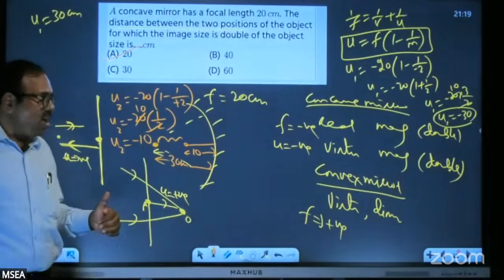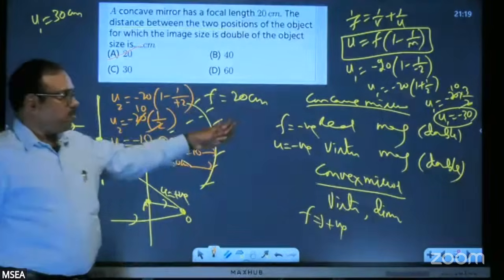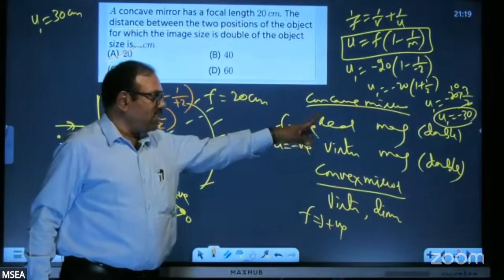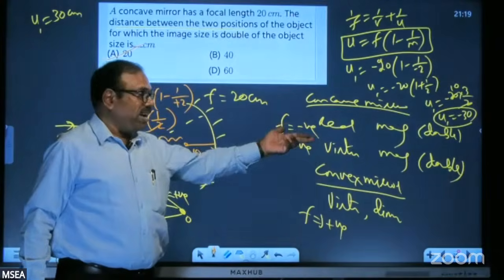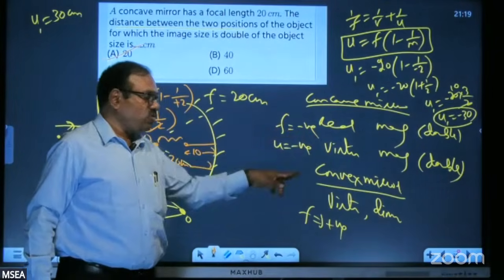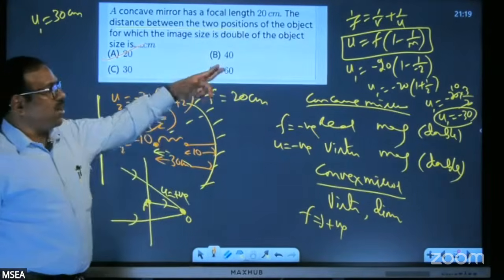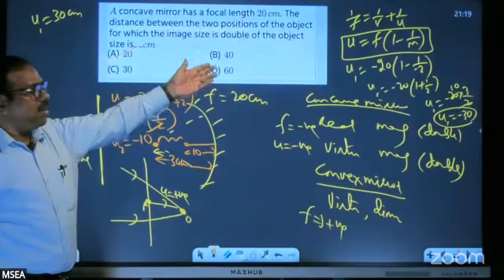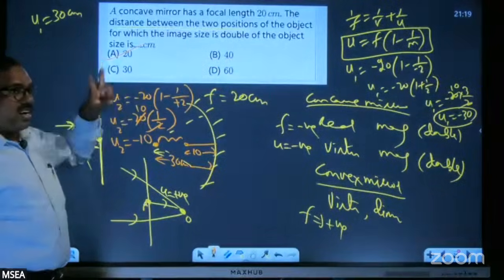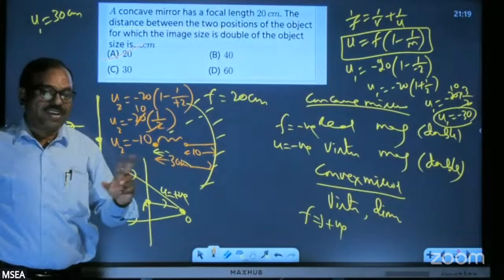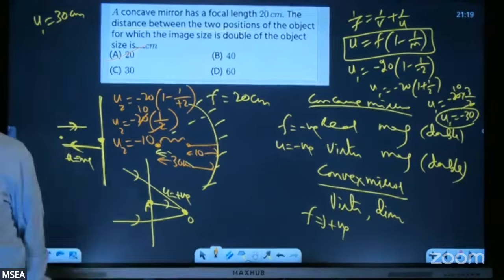Okay, this is what you have to remember. A concave mirror with positive focal length gives a real magnified image and also a virtual magnified image, whereas a convex mirror gives a virtual and diminished image. Use the formula u is equal to f into (1 minus 1 by m), substitute for the real image and also the virtual image, and you get two positions. The difference between those two gives the distance between the two positions of the object.